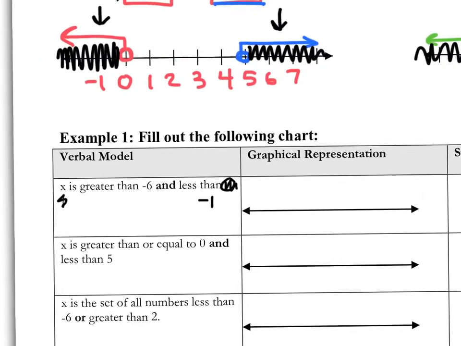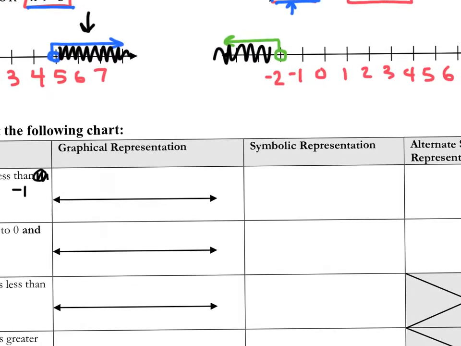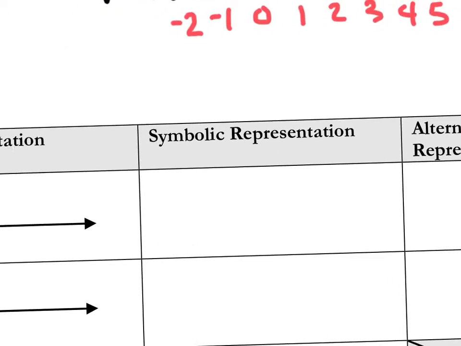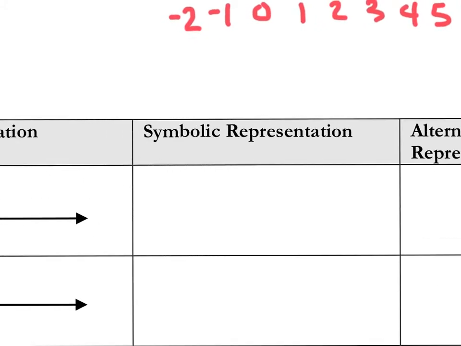All right, so I need to make this into a graph and into the symbols. I think it's kind of easier to do the symbols first, so I'm going to skip over to that. Okay, now again, this said x is greater than -6. We can easily write that symbol as x is greater than -6. This is an and problem. I always make note of that. It also says x is less than -1. X is less than -1.